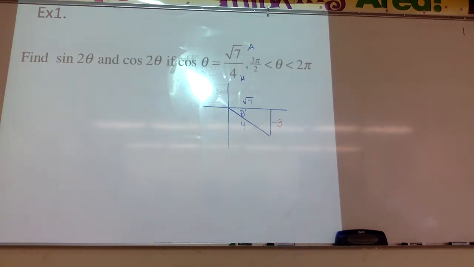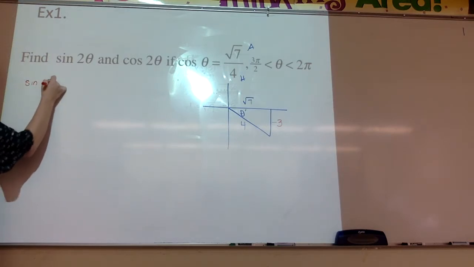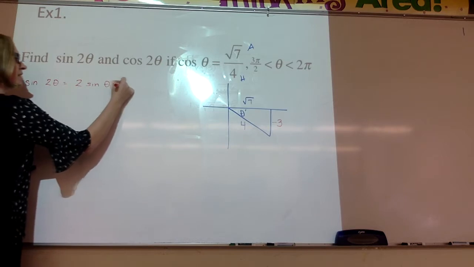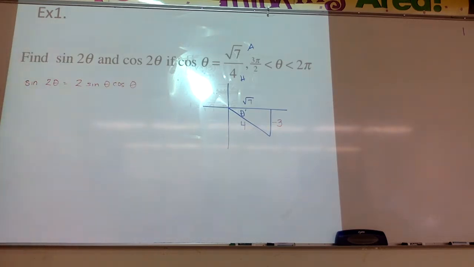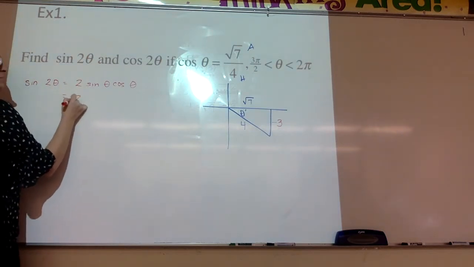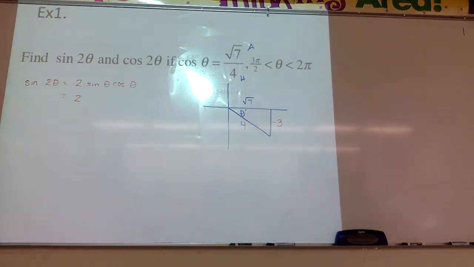Right? So from that, if I want to find the sine, what's the double sine formula say? Sine 2 theta is equal to 2 sine theta cosine theta. Like that? Okay. So now I just plug in. I go over to my reference triangle and I say 2 times, what is the sine of theta prime in this case?